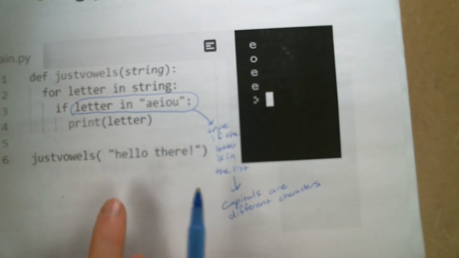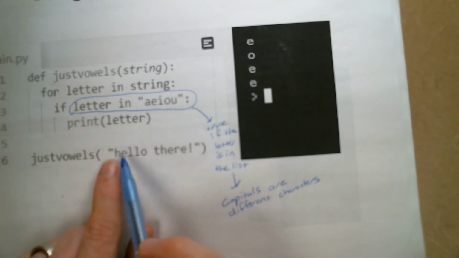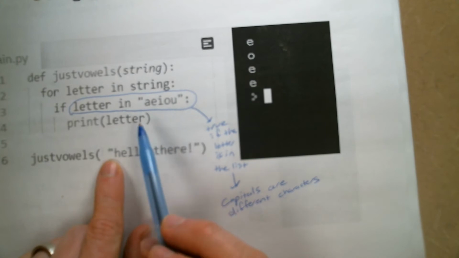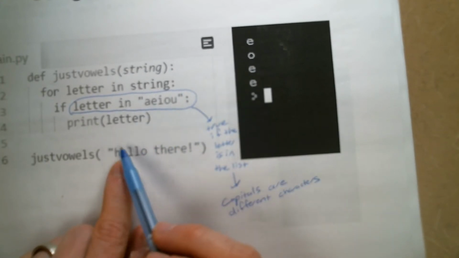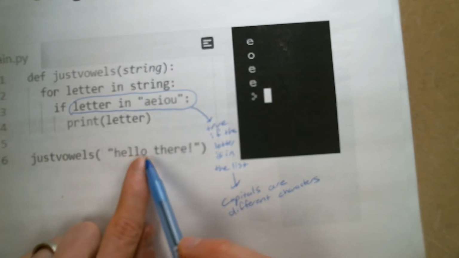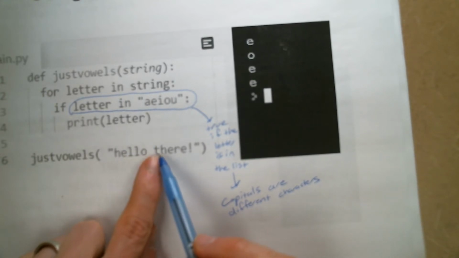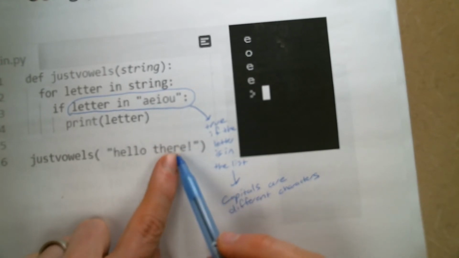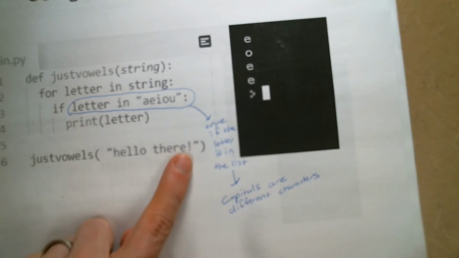All right, so when we pass it this string, hello there, it's going to go through it one by one. It's going to say H is not in this list, so it's not going to print it. Then it gets to E. Oh yeah, E's in the list, so it's going to print it. L and L it's going to ignore. O it's going to print. The space is going to get ignored. T and H will get ignored. E will get printed because it's in the list. R will get ignored. E will get printed because it's in the list. The exclamation point will get ignored.